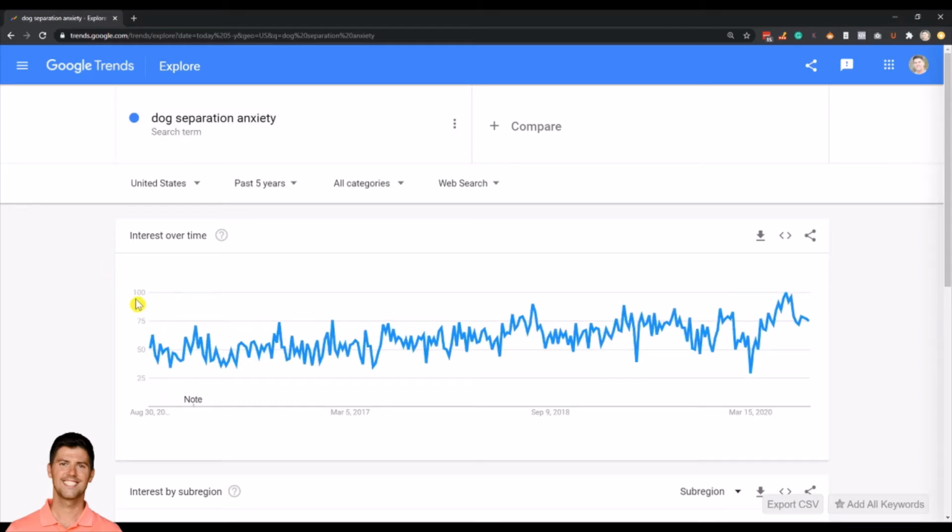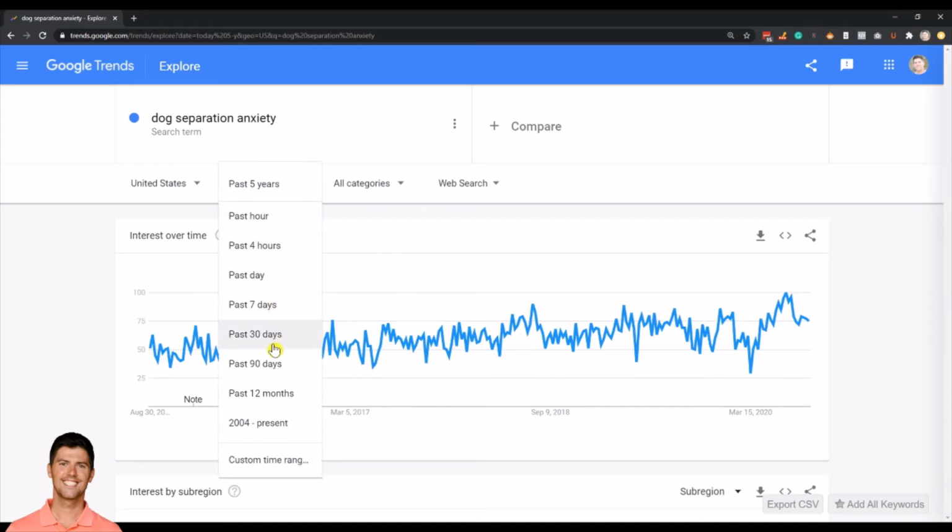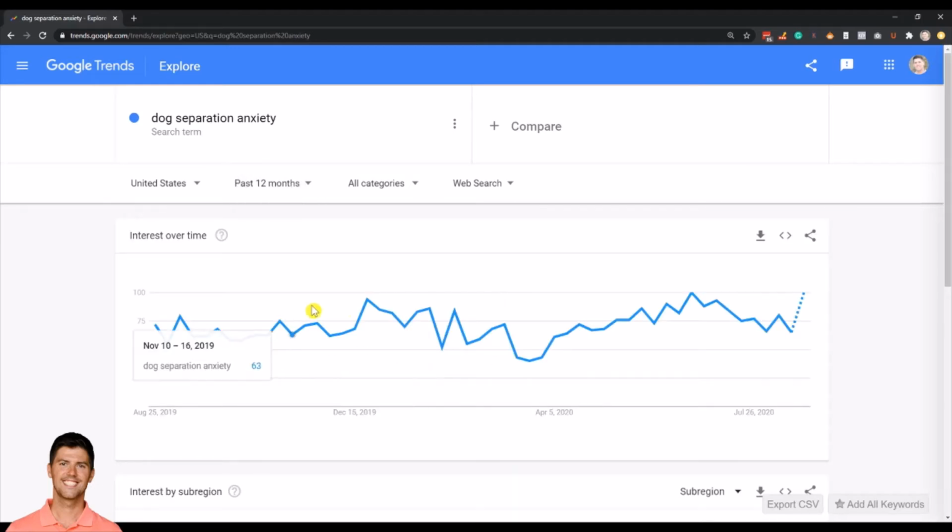Interesting. So this is actually even a little more sub-niche, but not really, because I would assume that separation anxiety is the main culprit for anxiety in dogs. You can see the same thing over the past 5 years. It looks like there is an upward trend for the most part, and it stays around. It's a little more volatile, but it stays around that 50 mark. Over the past year, same thing, and it has an upward trajectory, which is good.